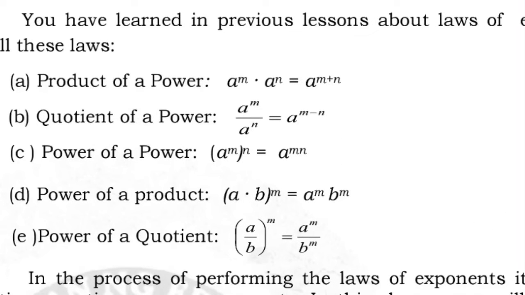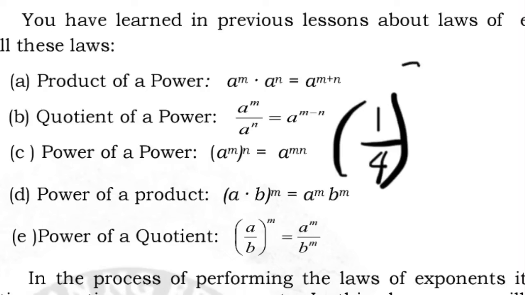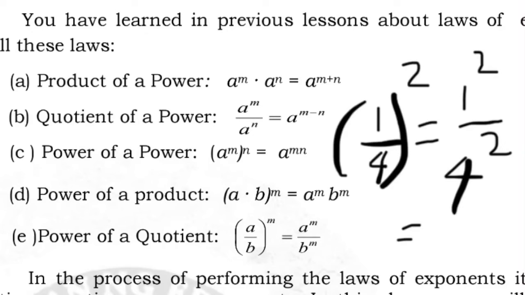The next one is power of a quotient, quantity of a over b raised to the power of m. So you're going to raise the numerator and denominator to the same power m. Okay, so you're going to have a to the power of m over b to the power of m. For example, if you're going to have 1/4 squared, this will be 1 squared over 4 squared, and this is equal to 1 squared is 1 over 4 squared 16, so 1 over 16. Okay, that is power of a quotient.